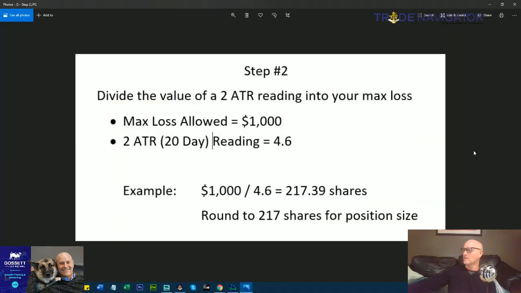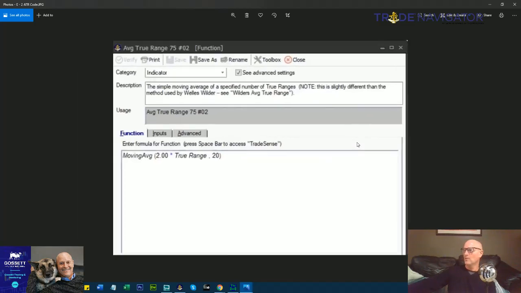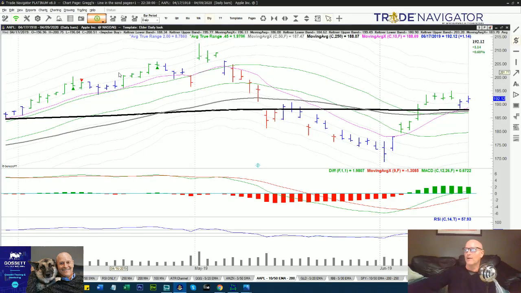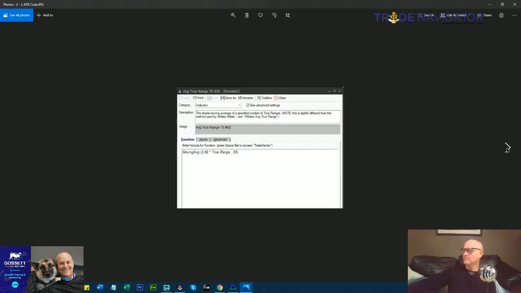Okay, so I want to show you this is just the code that I use in Trade Navigator, which is the software that I use, but any software platform will have this. Moving average 2 times the true range of 20, and that is where I get this number right here. All right, so let me show you an example.